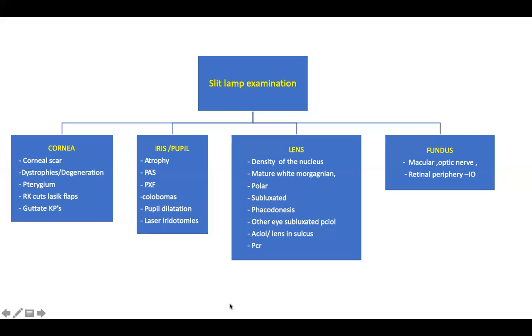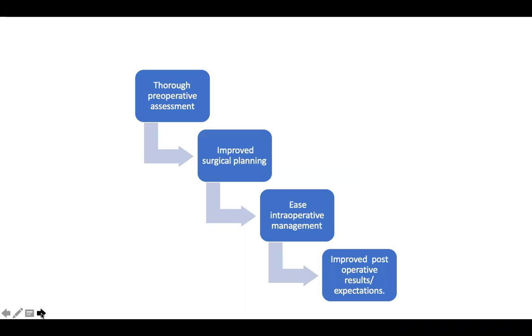Whether there's presence of any pseudo-exfoliation, any iris atrophy patches, knowing the grade of the lens, whether you're dealing with a polar cataract, whether you're dealing with a posterior subcapsular cataract, whether it's a Morgagnian cataract, is going to help us manage the situation appropriately. And most certainly, there cannot be enough emphasis on a good detailed fundus examination, especially examining the retinal periphery with an indirect ophthalmoscope.